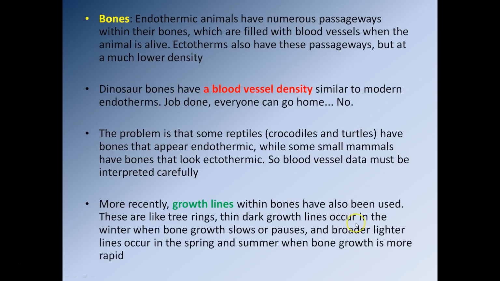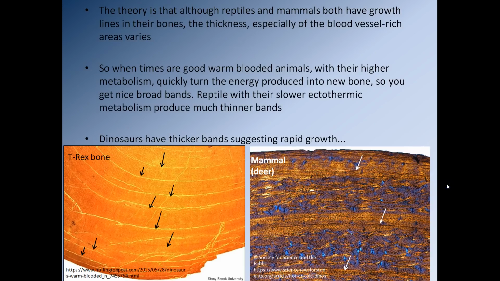In terms of the growth lines, they're like tree rings. You get thin, dark growth lines which occur in the winter when bone growth was slower or paused, obviously due to lower food levels. And you get broader, lighter lines which occur in the spring and summer when bone growth was more rapid because there was typically more food around.